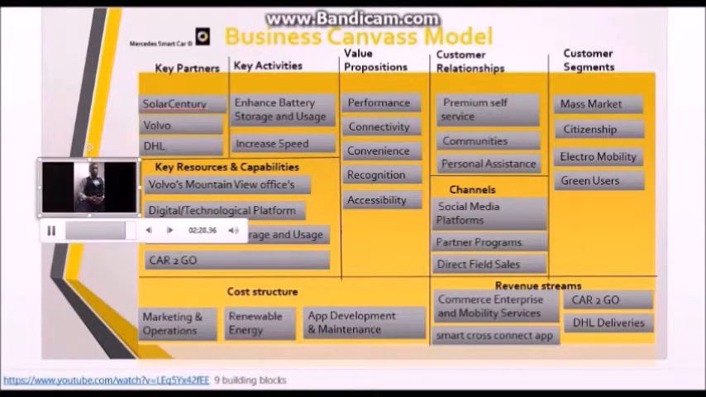The cost structure is marketing and operation, renewable energy, and app development and maintenance, which is also going to be spreading awareness of this product. Revenue streams are commerce, enterprise, smart mobility service, connect app, and car to go, as well as DHL deliveries.